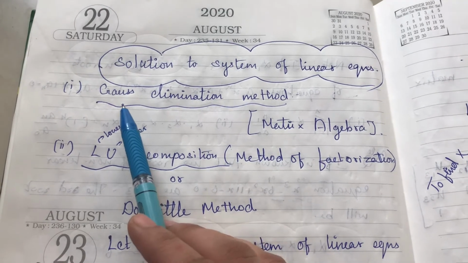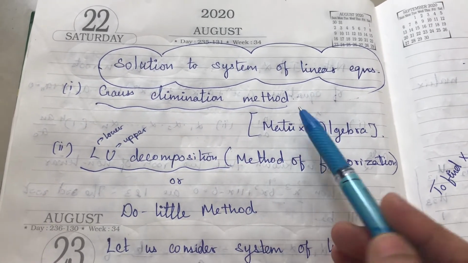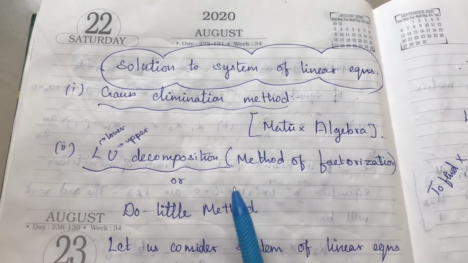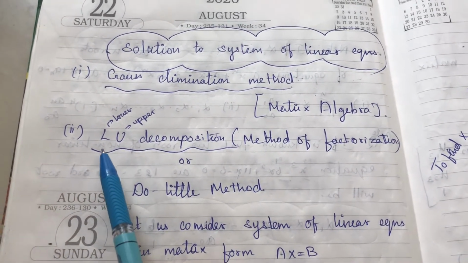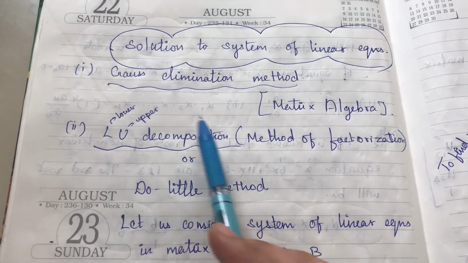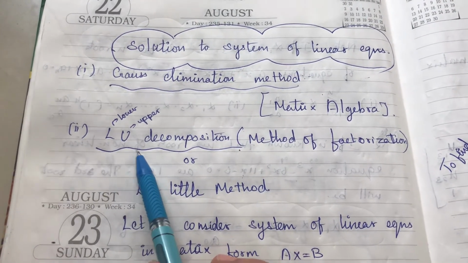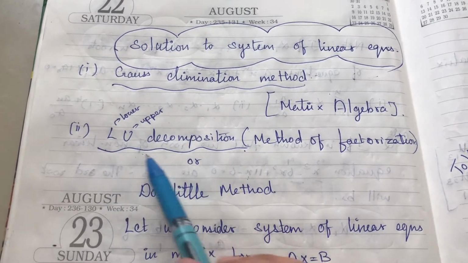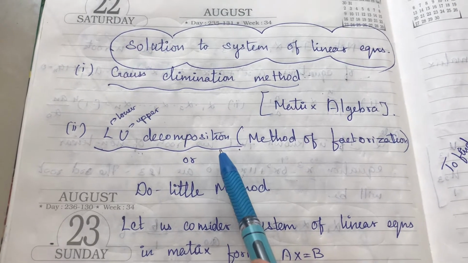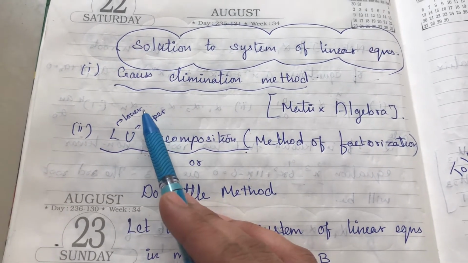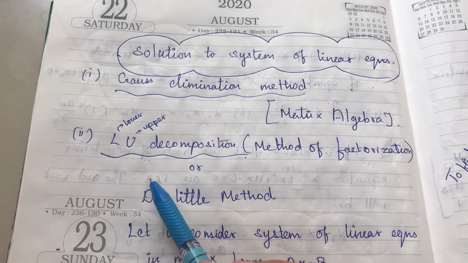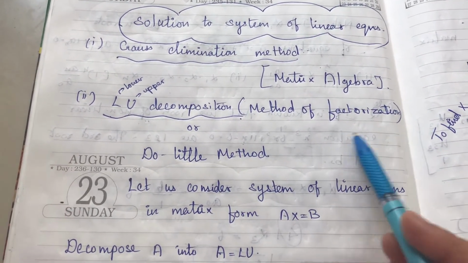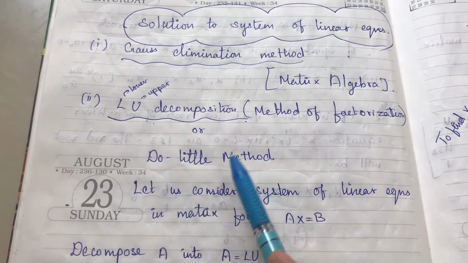The first one is Gauss elimination method. We have seen this in matrix algebra, so you can see my previous videos. And the second one is LU decomposition. What is LU? L means lower, U means upper, so lower upper decomposition, which is nothing but the lower triangular and the upper triangular matrix. We have seen that, right? This is also called the method of factorization or Doolittle method.